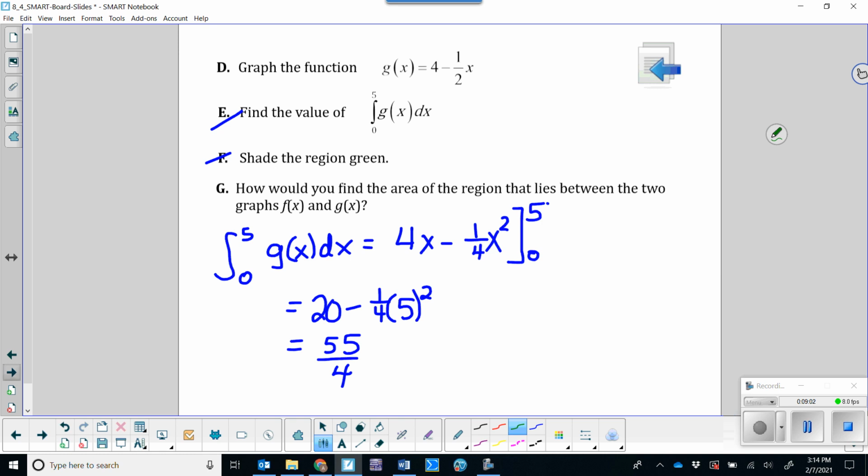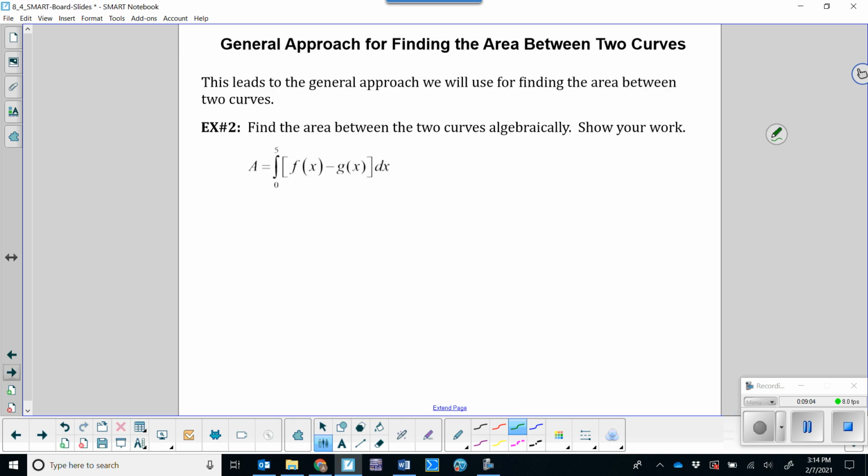Well, since both of them are being integrated in the same place, what I can actually do, the general way to do it, would simply be to integrate from 0 to 5 and just do f of x minus g of x. Because remember, if you're adding or subtracting, you can just put them as one single integral if they're doing the same thing.